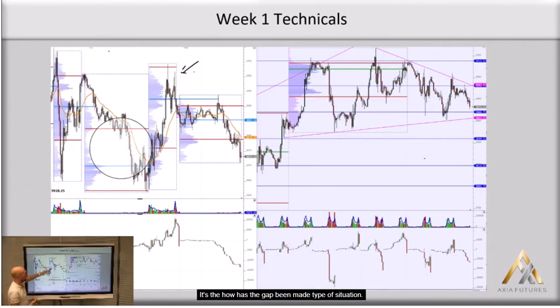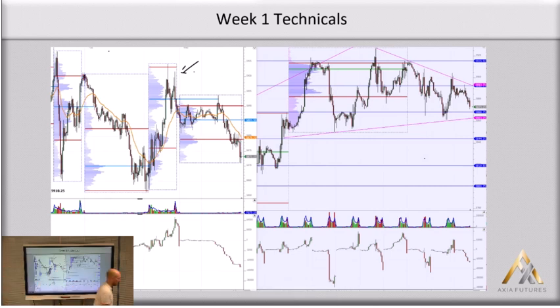So they're the types of things that I'm interested in. It's the how has the gap been made type of situation, particularly something like this, where there's clearly no sort of moment that drove the gap and created it. This is more just, I would view, a technical move. People have sold it in the overnight, it's not kept going, it then reverses. You've seen something similar to that in oil today as well.